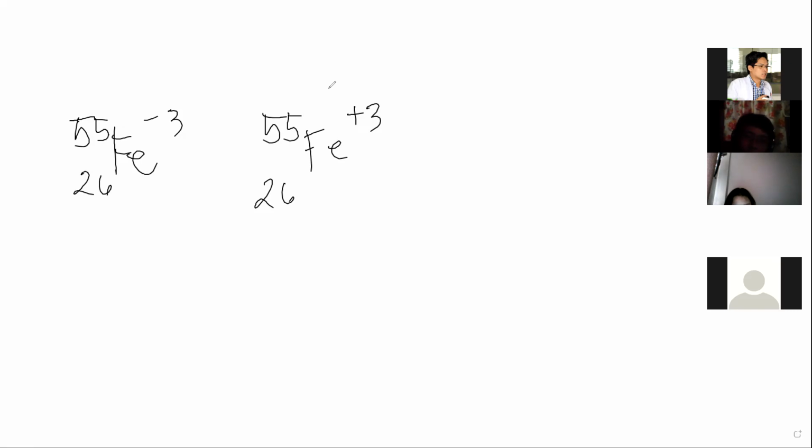Okay. So let's have ferric chloride and ferrous. Okay. In getting again the protons, how can you get protons again? Grade 8? Any idea? Grade 8?